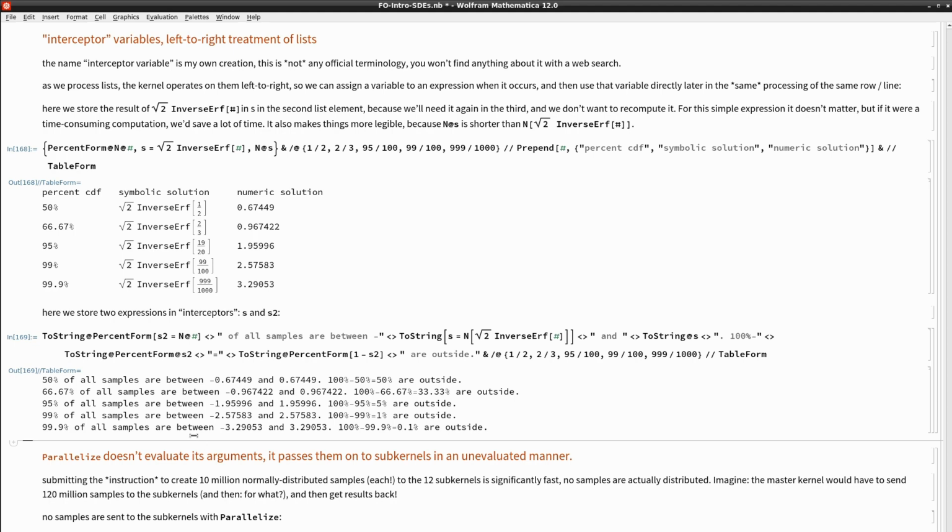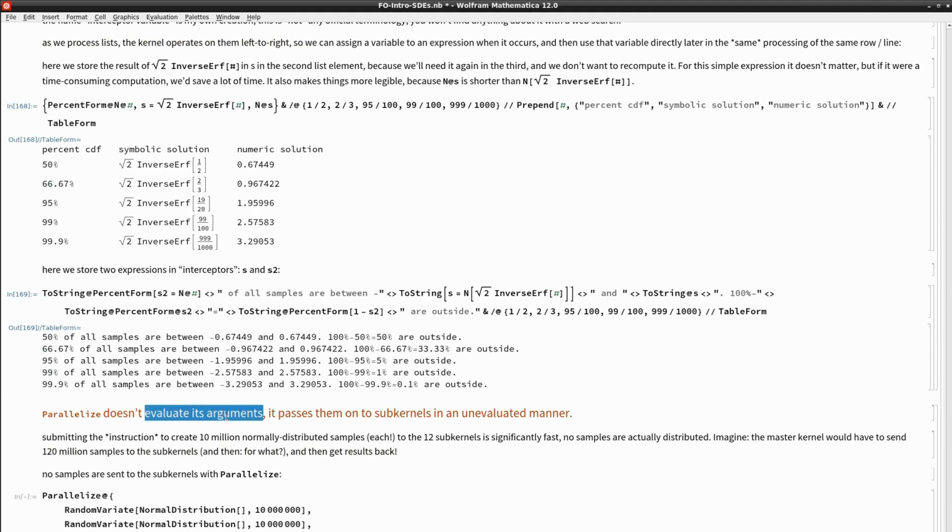Okay, the next one. I want to emphasize that Parallelize doesn't evaluate its arguments. It leaves it in a symbolic nature, and it passes these symbolic arguments to the subkernels in an unevaluated manner. So if you want to submit an instruction to create 10 million samples, and that means 10 million each to the 12 subkernels, then you're making your work much more efficient if you use Parallelize on this first and you do a pre-processing of this. So no samples are actually distributed, right? We don't want to submit 120 million samples from the master kernel to the subkernels. Imagine the master kernel would have to send 120 million samples to the subkernels.